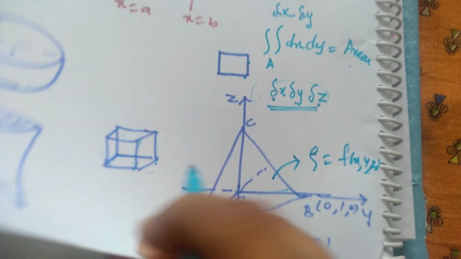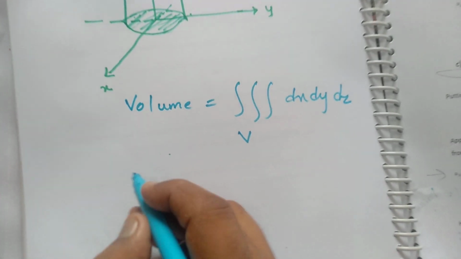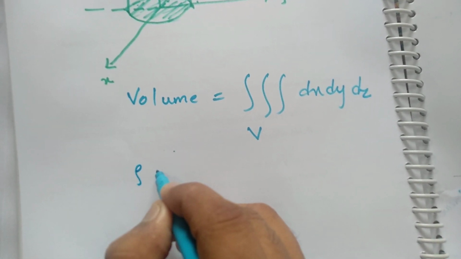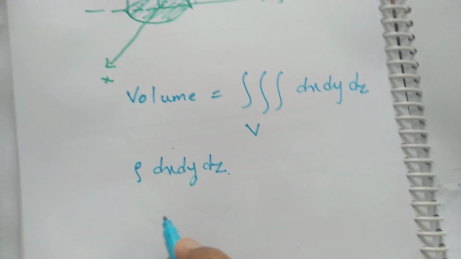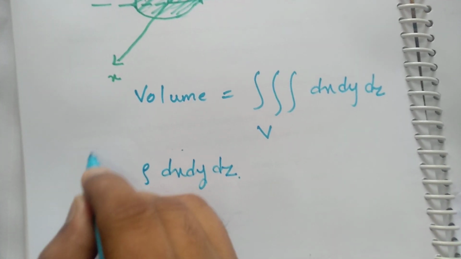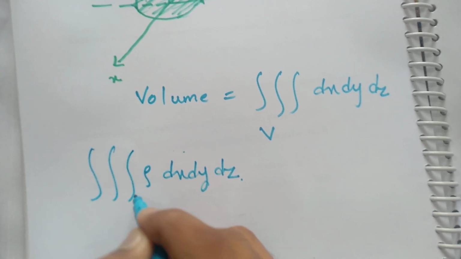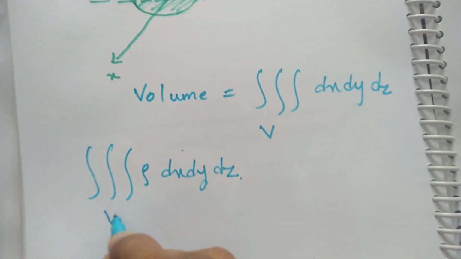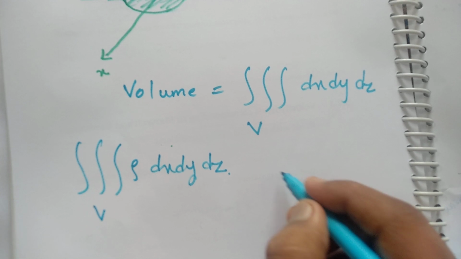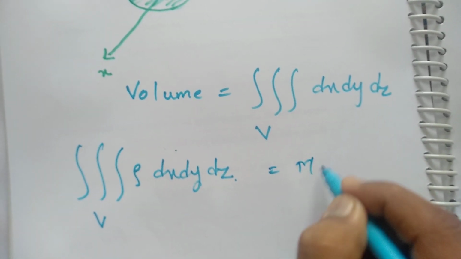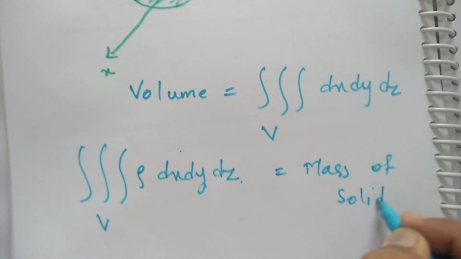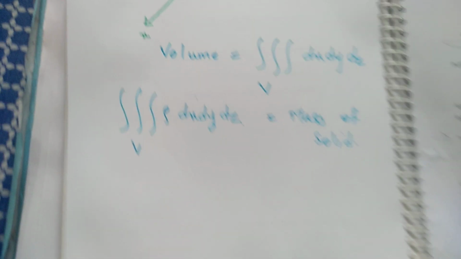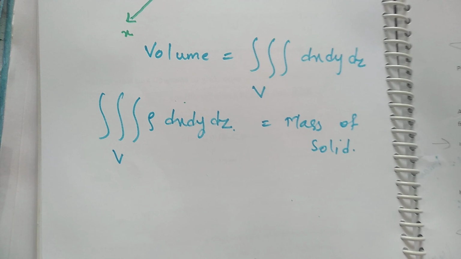Then the mass of that solid is nothing but density into volume. It gives you the mass of that rectangular parallelepiped, and if you take the sum of the mass of all those rectangular parallelepipeds over the volume V, then it will give you the mass of that solid. Correct? So in general, how is the triple integration defined?